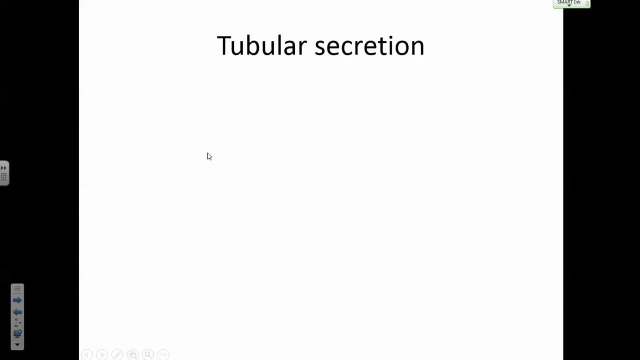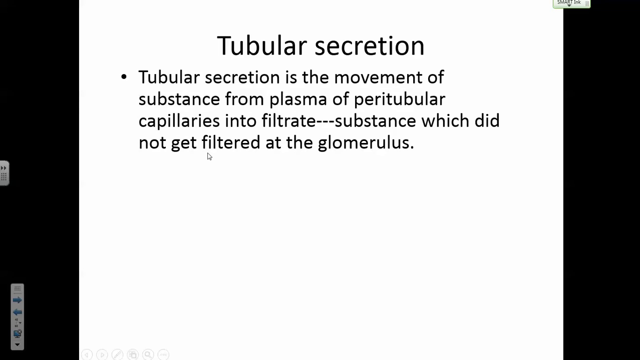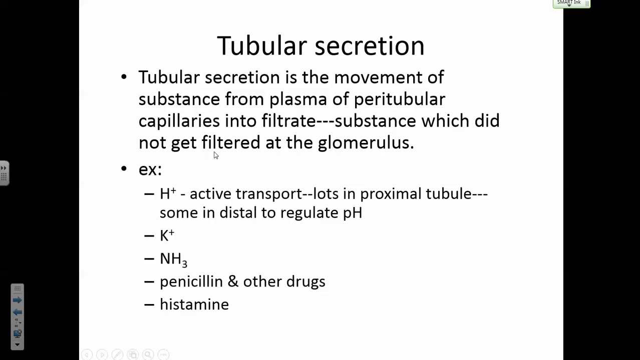And then, in filtration, substances are moving from the blood into the tubules, right? From the glomerulus into the Bowman's capsule. In reabsorption, substances are moving from the tubules where? Into the blood of what blood vessels? The peritubular capillaries. Remember, the peritubular capillaries surround the proximal convoluted tubule and loop of Henle and distal tubule. Okay, tubular secretion is just the opposite of reabsorption. That's when substances are moving from the peritubular capillaries into the tubules.